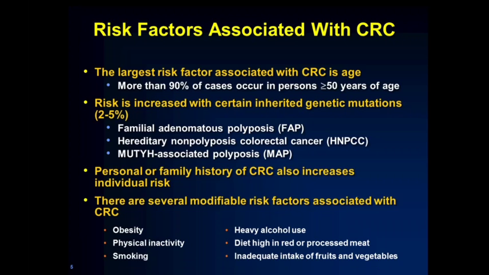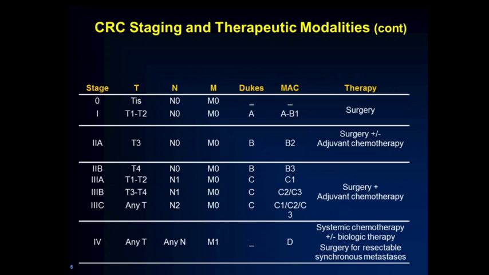Additionally, personal or family history of colorectal cancer increases the individual risk, and there are several modifiable risk factors associated with colorectal cancer, including obesity, physical inactivity, smoking, heavy alcohol use, diet high in red meat, our usual American diet, and in addition, inadequate intake of fiber like fruits and vegetables.